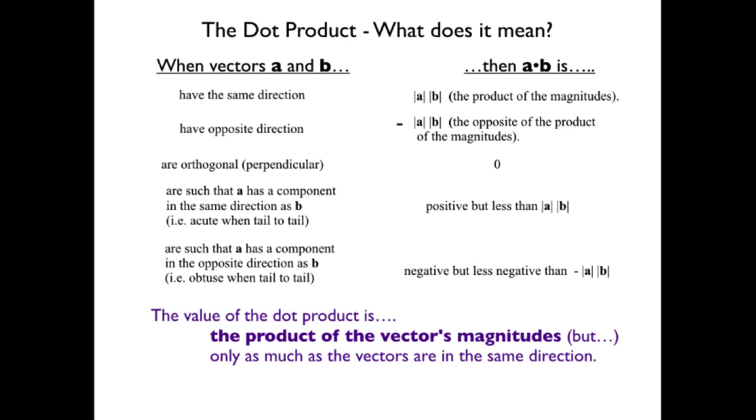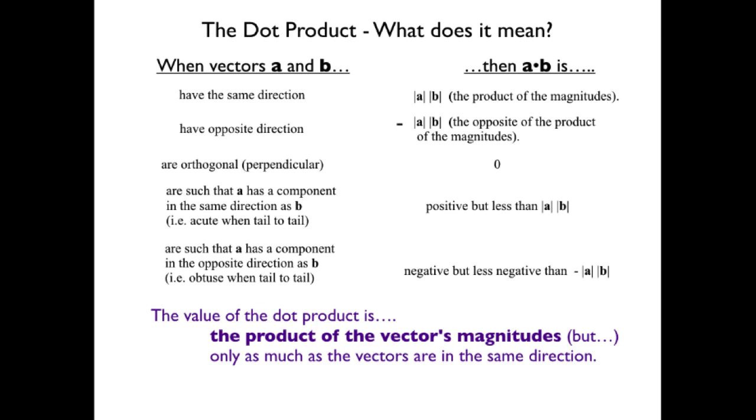If they're in opposite directions, you get the product of the magnitudes, but the opposite of it. Okay, and then Christian pointed out that that's the same as taking magnitude of A times magnitude of B times cosine theta, right? Cosine of the angle between them does this very thing. It takes as much as one is in the direction of the other times the other, right?